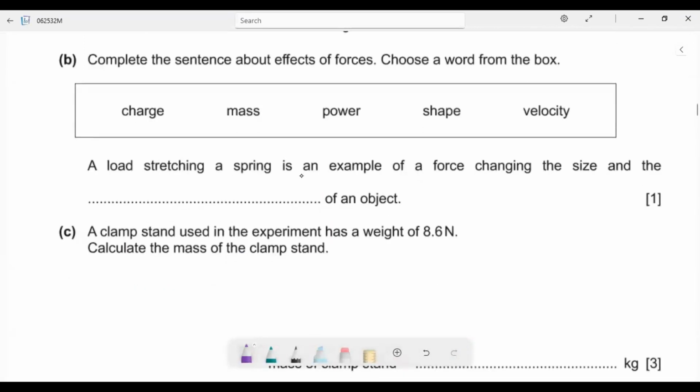Complete the sentence about the effect of force. Choose a word from the box. A load stretching a spring is an example of a force changing the size and dash of an object. So when the spring is stretched by the load, its size and shape will change. It will get stretched and the shape will change. So here the right answer is shape.